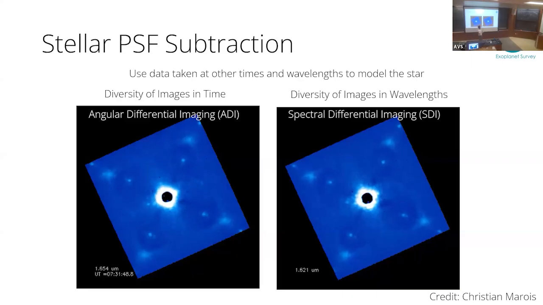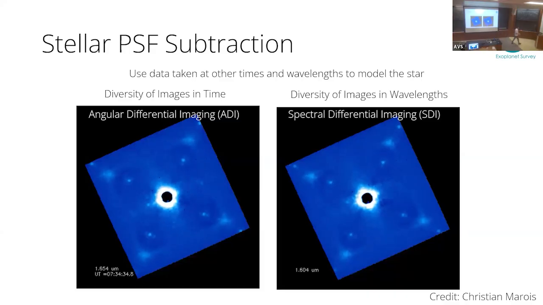Similarly, on the right, we can use the fact that the diffraction pattern scales radially outwards as a function of wavelength, whereas the planet stays at the same central location, to, again, disentangle the light of a planet from the diffracted glare of the star.